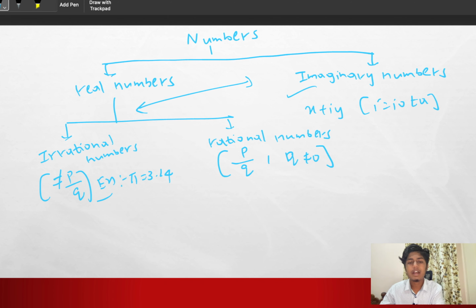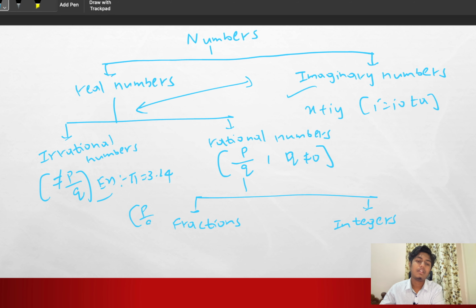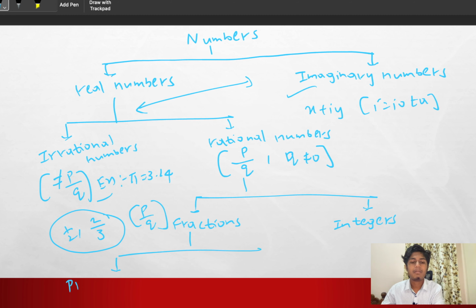So rational numbers are further classified into two types: fractions and integers. Fraction is in the form of p by q, like 2 by 3. All these numbers are fractions. Fractions are further classified into two types: proper fractions and improper fractions.